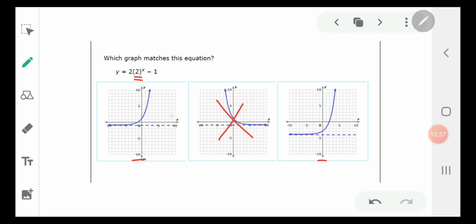Now, the second thing to decide accordingly is the shifting or the translation. In the function here, we subtracted 1, negative 1. It means the function is translated down 1 unit. And which of those two growth functions is shifted down 1 unit? Of course, this is the correct one.